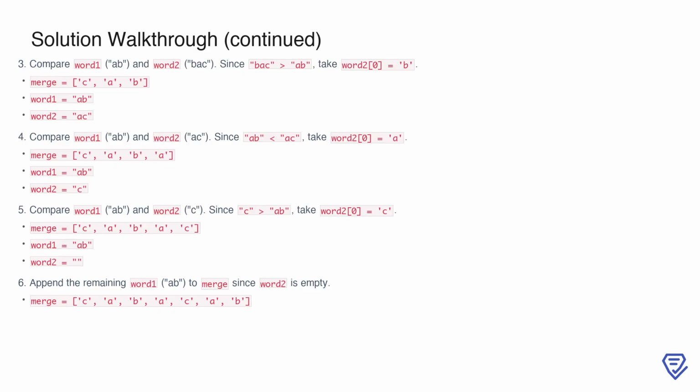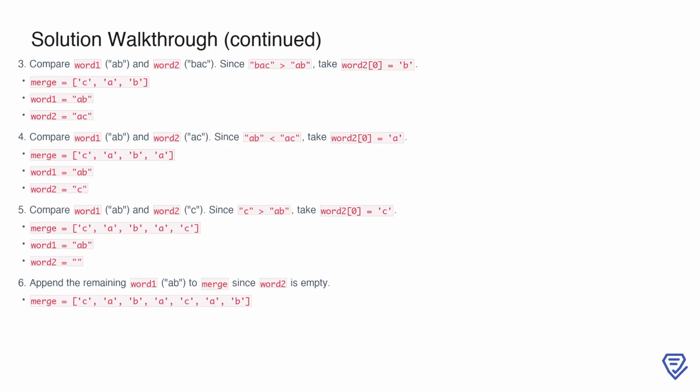Next, comparing word 1, AB, and word 2, AC, AB is smaller, so we take the first character of word 2, which is A, and append it to merge. Now, merge is C, A, B, A, and word 2 becomes C. Moving forward, C is greater than AB, so we take C from word 2 and add it to merge. This updates merge to C, A, B, A, C, and word 2 becomes empty.